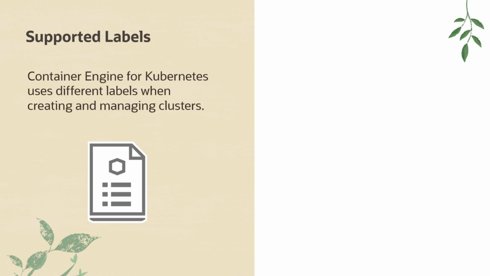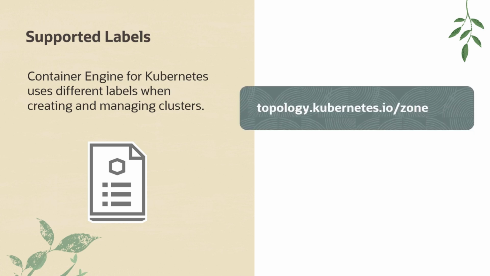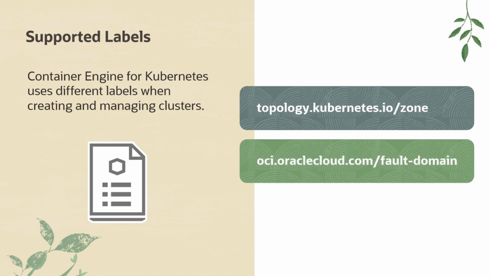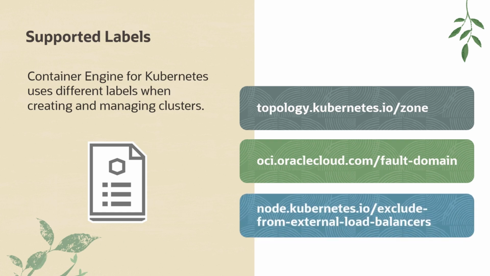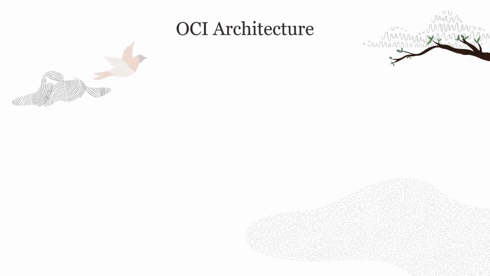Container Engine for Kubernetes relies on several essential labels for creating and managing clusters. Among them are topology.kubernetes.io/zone, oci.oraclecloud.com/fault-domain, and node.kubernetes.io/exclude-from-external-load-balancers. These labels play a pivotal role in orchestrating containerized applications within the Kubernetes environment.